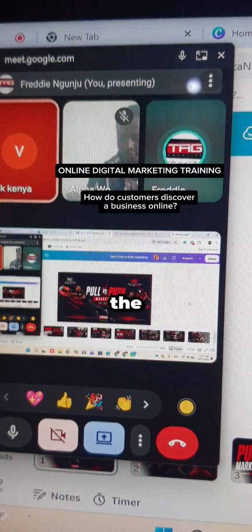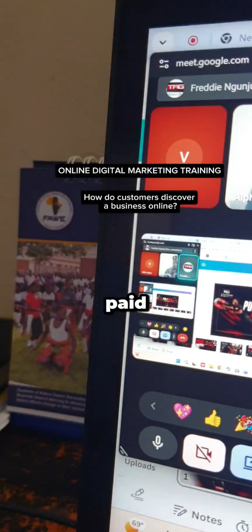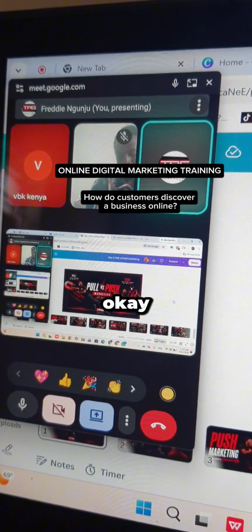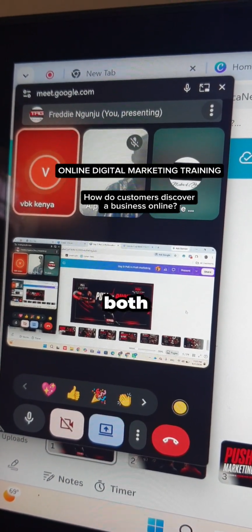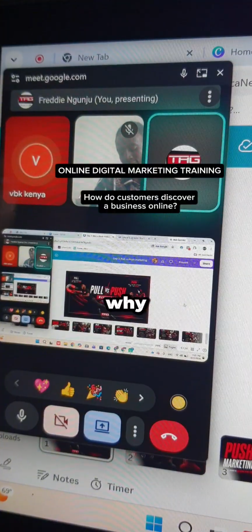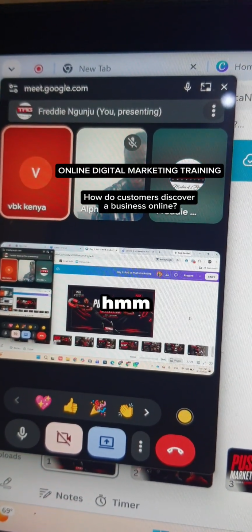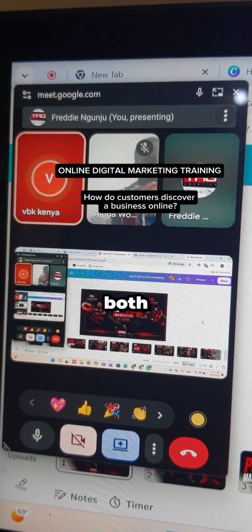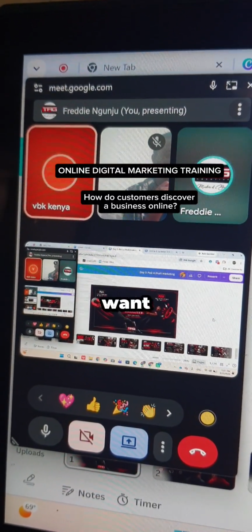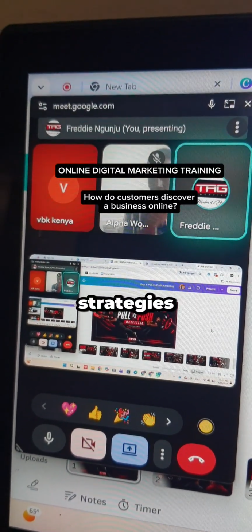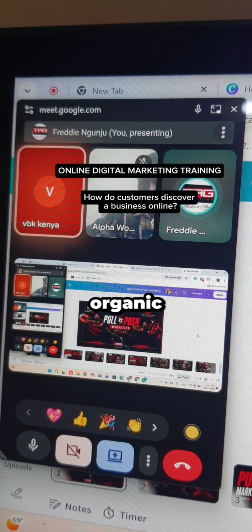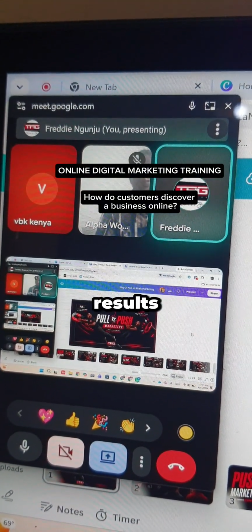So which is the best strategy to use between paid and organic? Like, you can use both. If you have money, you can use paid, but I think both are good. So if you want success, you combine both strategies, because organic takes time before you get results.